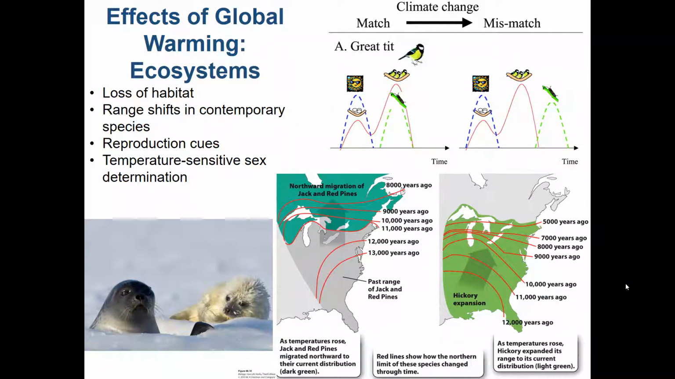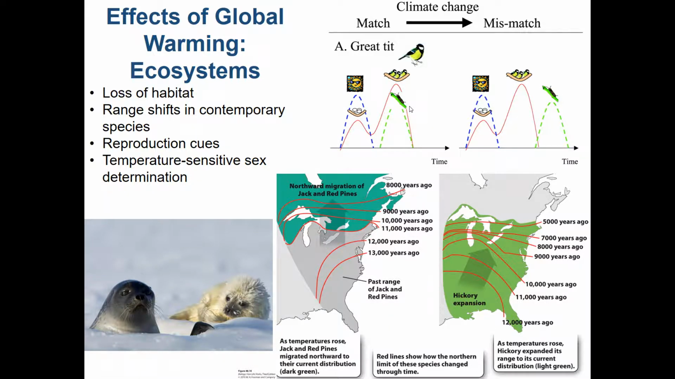Another problem is a change in reproduction cues. For example, if we look at this picture here, the bird called a great tit uses sunlight data to know when to lay its eggs. They get a cue from the day length, they lay their eggs, and then their offspring are around during the time where caterpillars are abundant, and so they have enough food to feed their young.